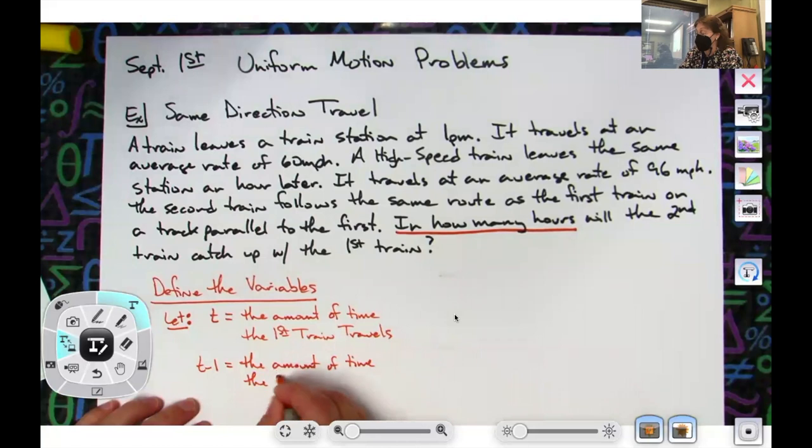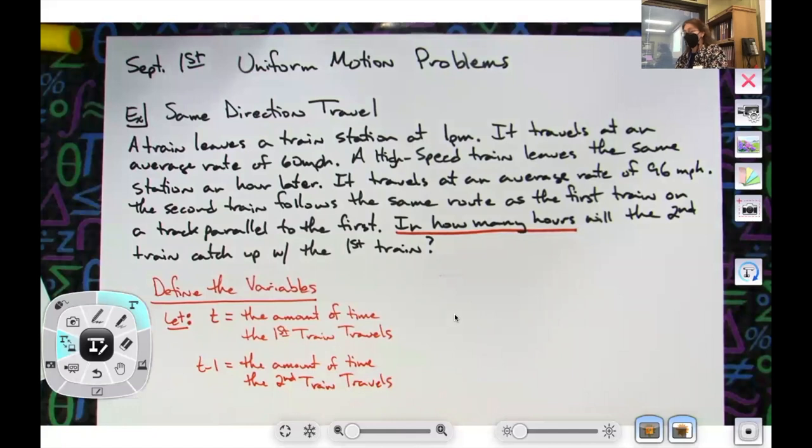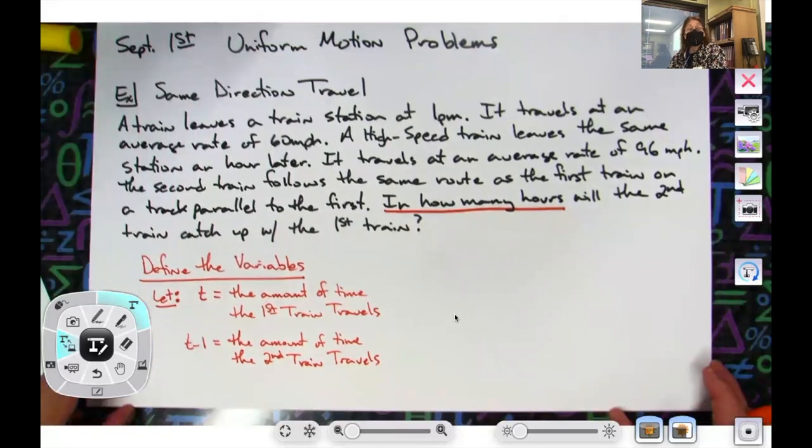the second train travels. Now, is that tons and tons of writing? Yes, it is. Is there any shortcut way to get around this? No. You can't just say T equals first train, T minus one equals second train, because does it really equal the train? It doesn't. It equals the amount of time that the train travels. So you've got to be pretty clear right there.